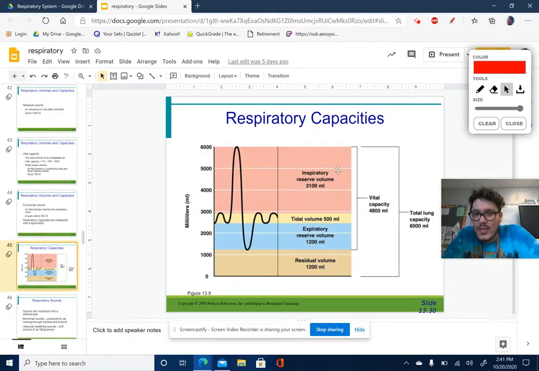When you add those three together, that gets you your vital capacity. 4,800 mils, that's the average amount for most people, 4.8 liters. When you add the vital capacity to a residual volume, which is the extra air left over in the lungs, that gives you your total lung capacity.